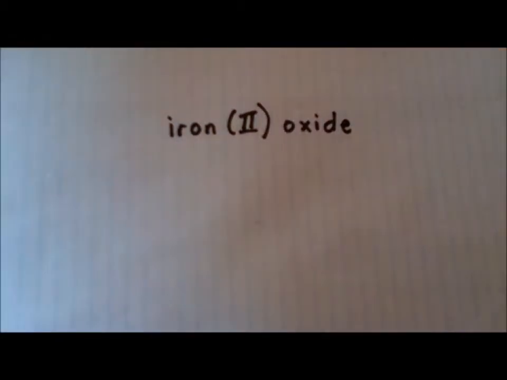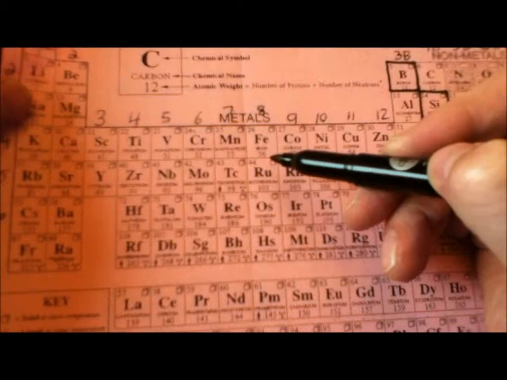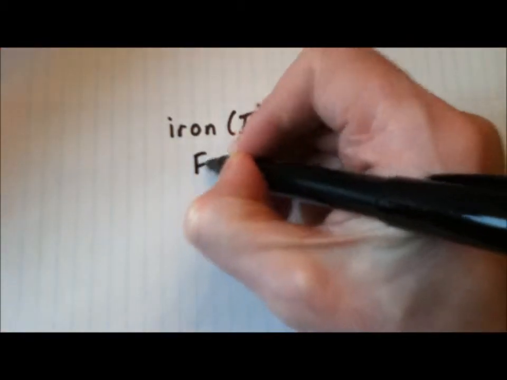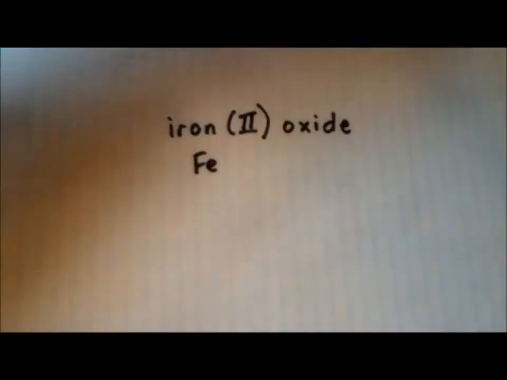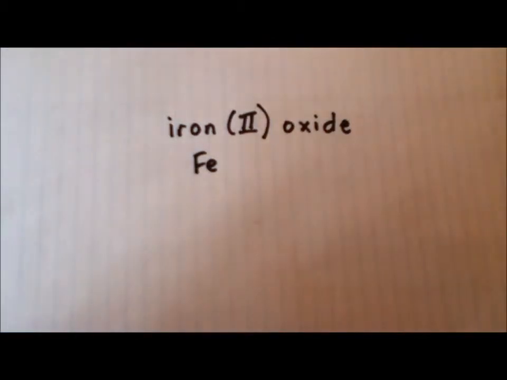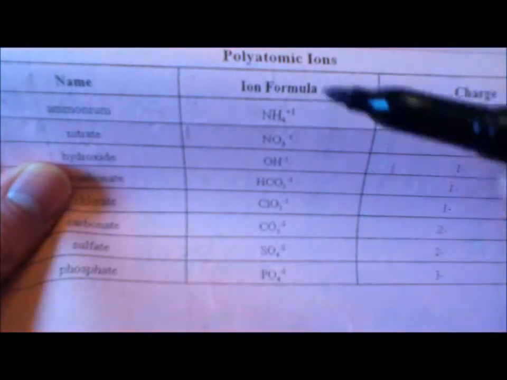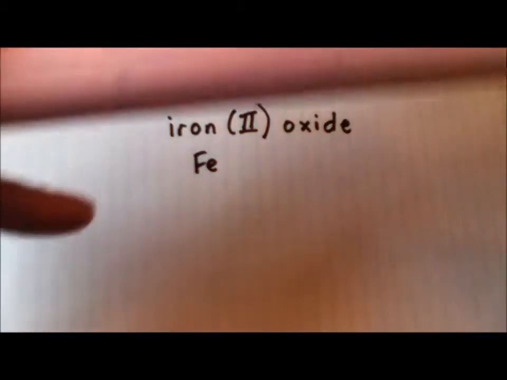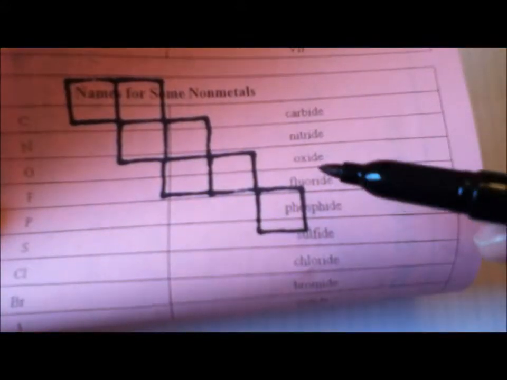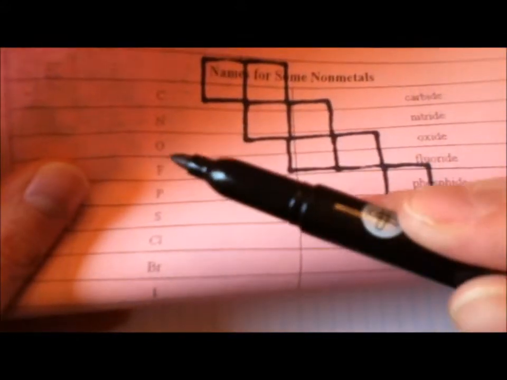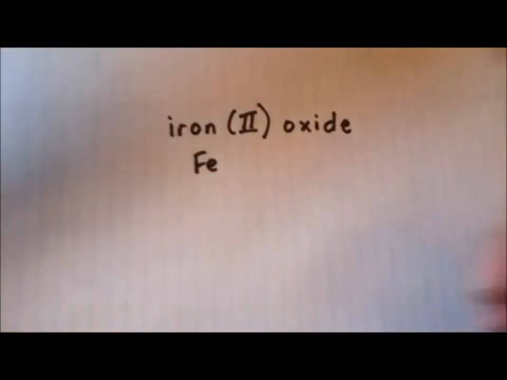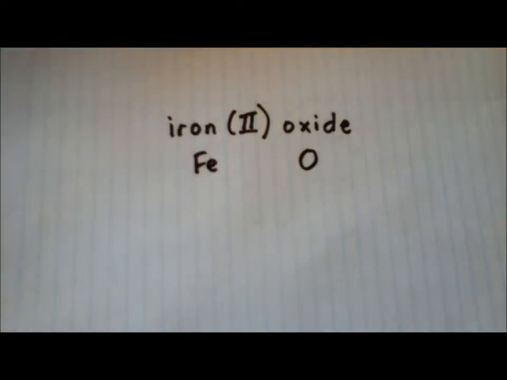Iron, you go to your periodic table and you'll find iron right here. It's Fe. Oxide, again, you have to look at the back of your periodic table to find out if the second half of the name is just your regular nonmetals by themselves, like here, or a polyatomic ion, which is made of more than one nonmetal joined together. And when you look for oxide in that first list, you'll see it right there, and that is an alternate name for oxygen. So we write O.